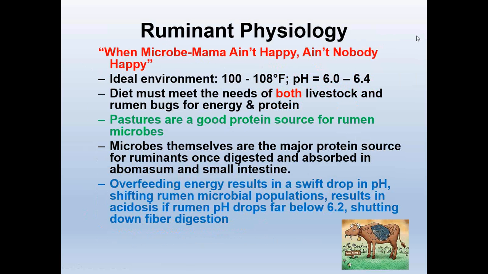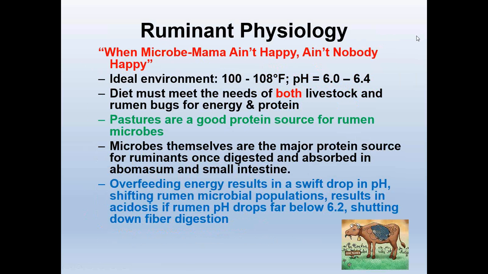The other issue is that we don't want to overfeed energy, like with a slug feeding of grain, for example, because that can cause a swift drop in rumen pH, and that's going to upset the microbial population. If we shift the pH below 6.2, then we're going to start to have some real problems, and the digestion process is going to be impacted.